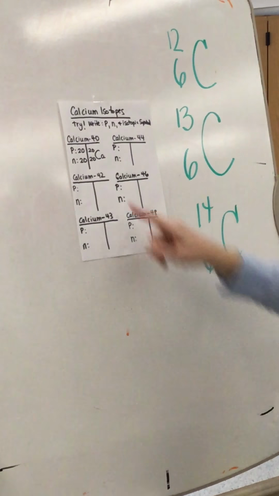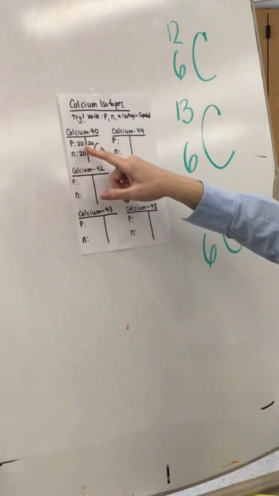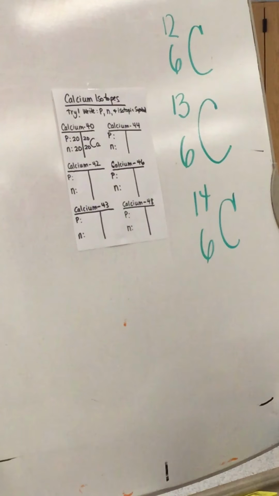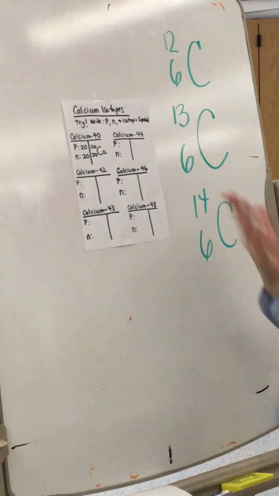Calcium 40. Number of protons it will have is 20. The number of neutrons is 20. So 20 and 20 adds up to 40. And then I wrote my symbol here. So now it'll be your turn to try.